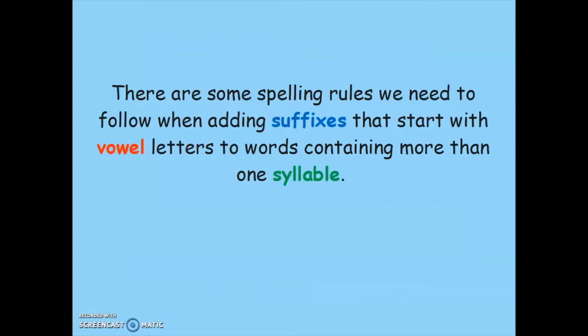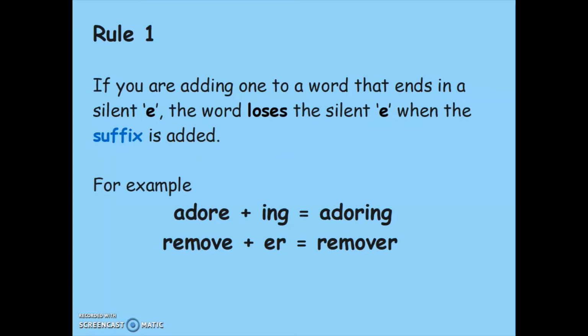If we remember back to yesterday, I told you that there were some special words that we needed to be really careful of when adding suffixes that start with our 5 vowel letters to words containing more than one syllable. Can you remember what the rule was yesterday? The rule was if you are adding to a word that ends in a silent E, then you need to lose the silent E when you add the suffix.